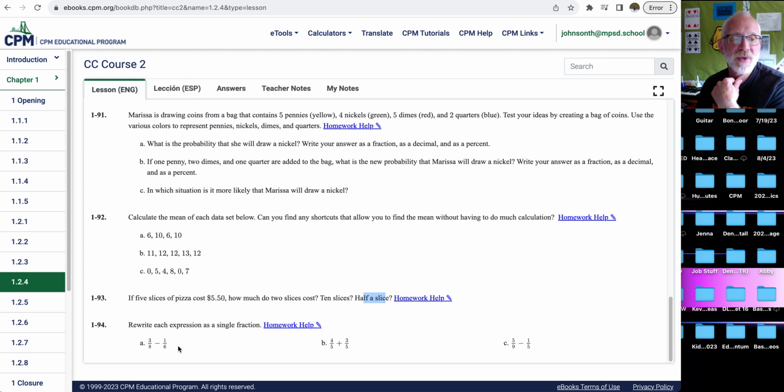And then we want to rewrite these expressions. 3/8 minus 1/6, 4/5 plus 3/5, 5/9 minus 1/5. Think about common denominators. Also think about what happens if your numerator is greater than your denominator, like in this one.